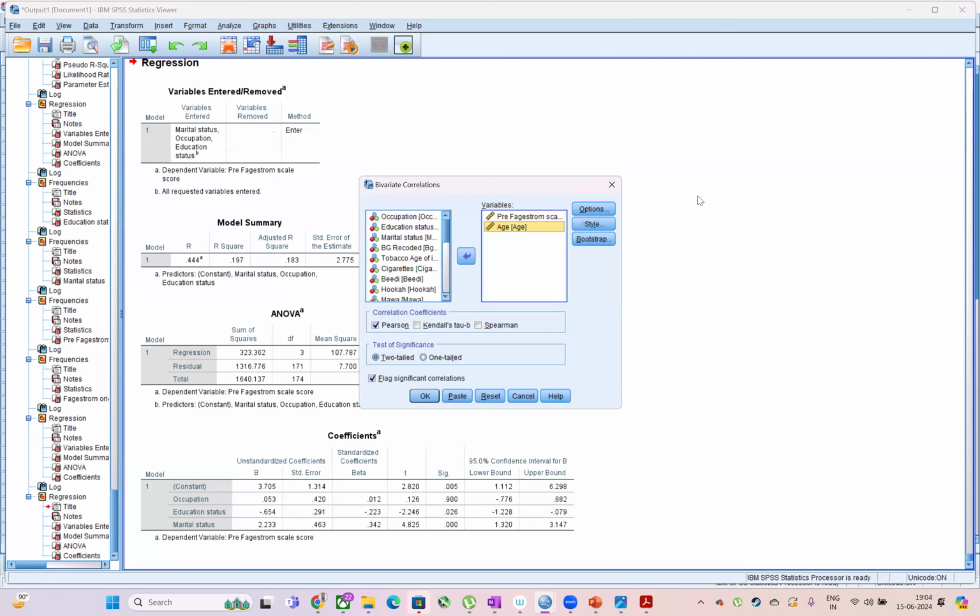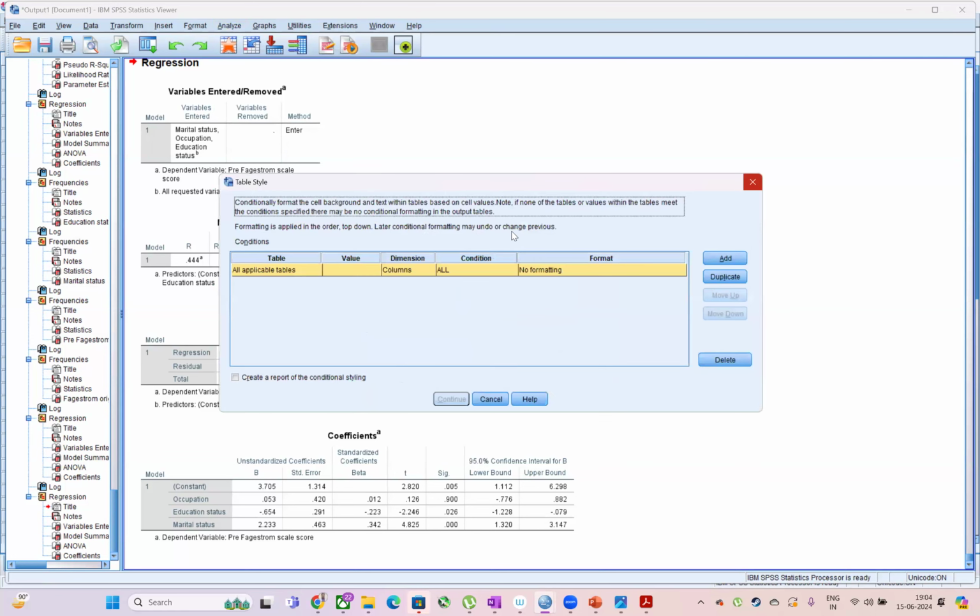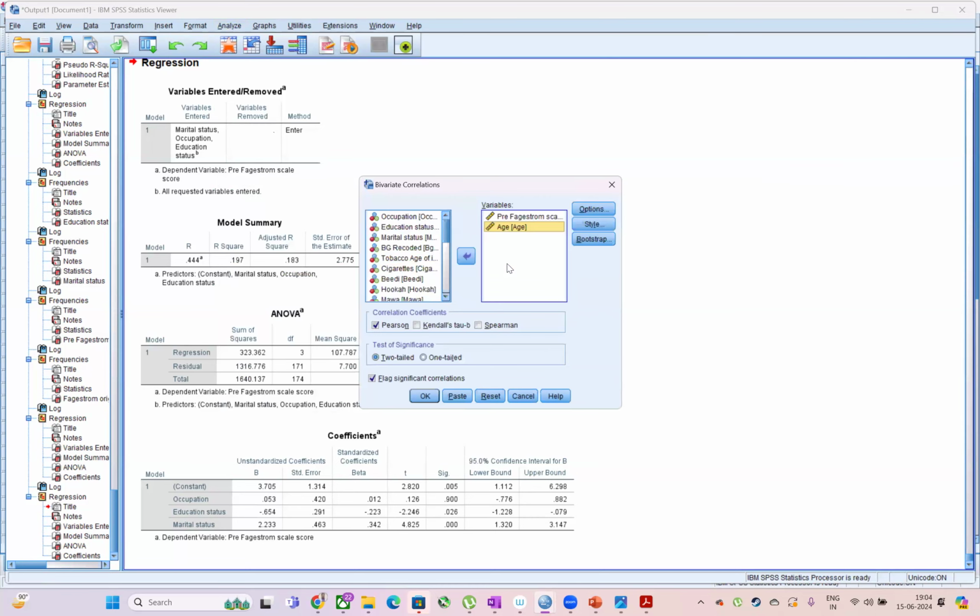Okay, which is again a continuous variable. So my hypothesis is, as age increases, the smoking score increases. Listen carefully. As age increases, the smoking score increases. So this is my hypothesis, which is what I'm going to test. So Pearson correlation, two-tailed, and everything is done.